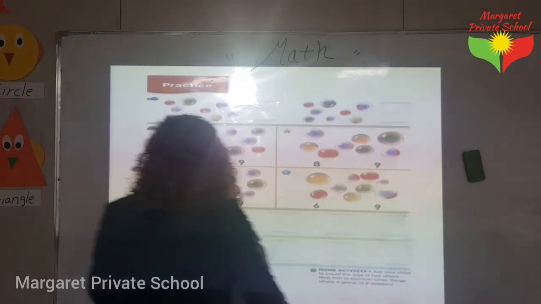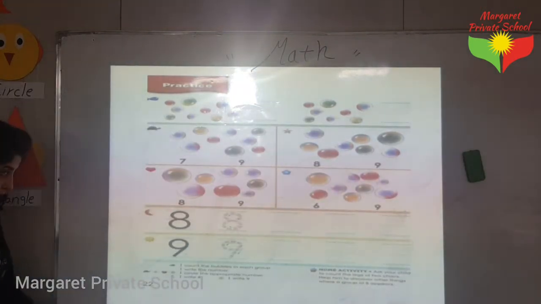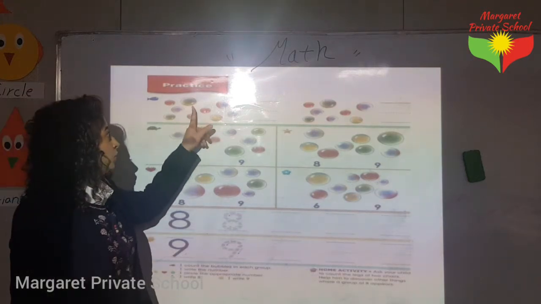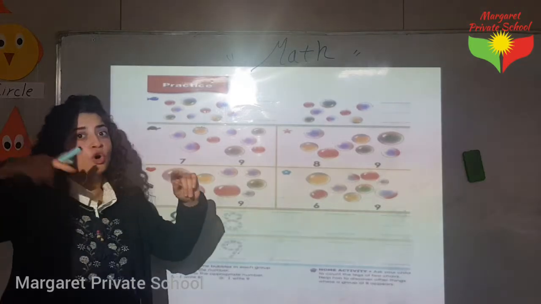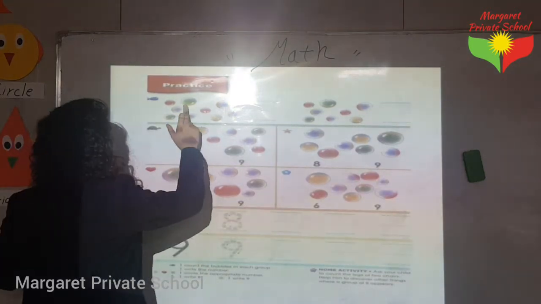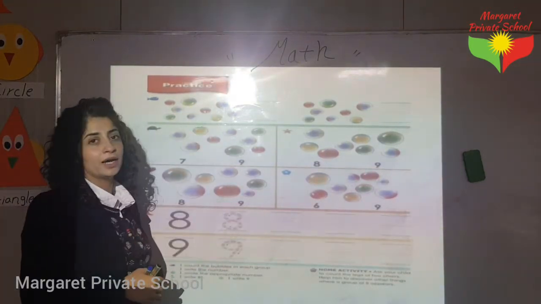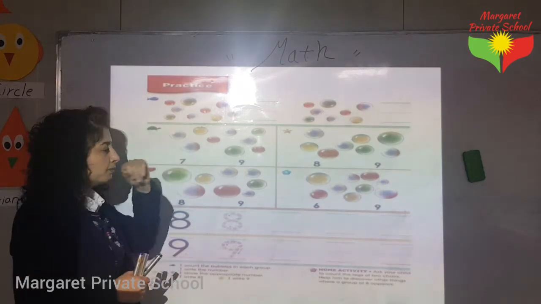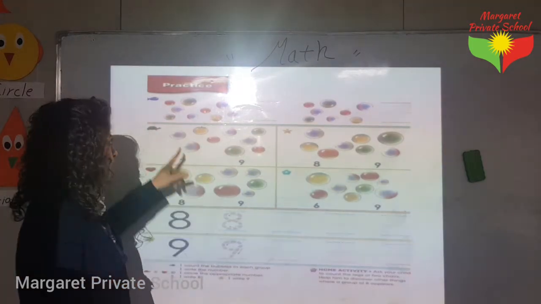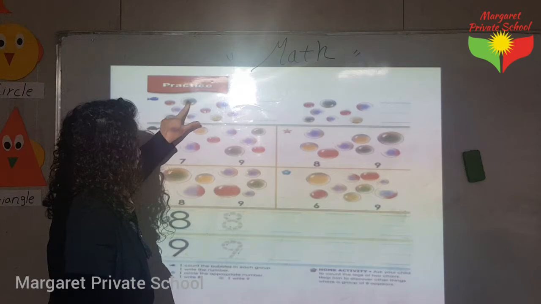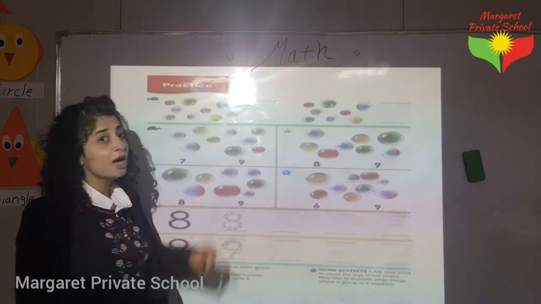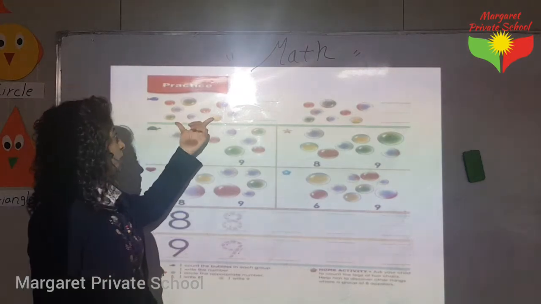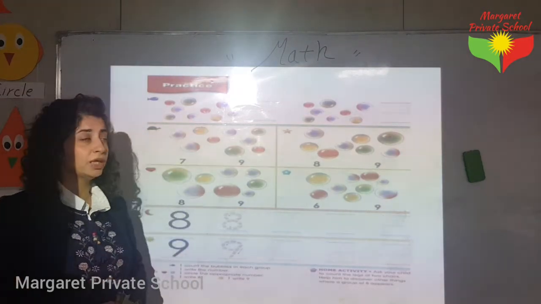Now, on page 22, we have bubbles. Imagine bubbles here. Let's count. How many bubbles are there? Let's count: 1, 2, 3, 4, 5, 6, 7, 8, 9. So we have 9 bubbles from here.